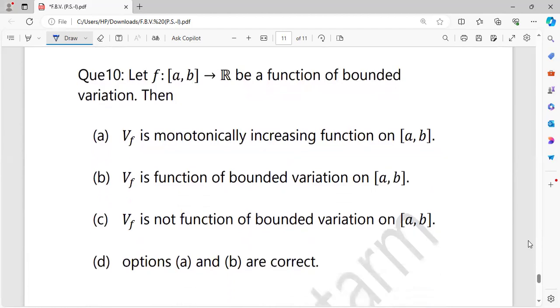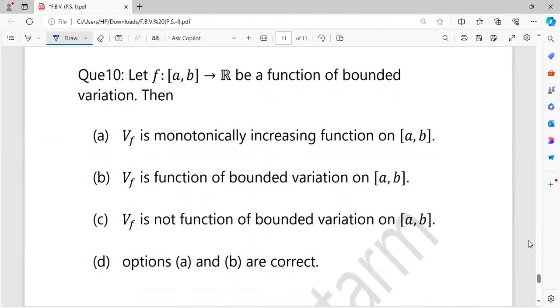Let f on closed interval a to b be a continuous function. This is the last question. f is a function of bounded variation on closed interval a to b. Then V f is a monotonically increasing function on a to b. Yes, we know that if a function is of bounded variation, the variation function V f is also monotonically increasing. The first option is correct.